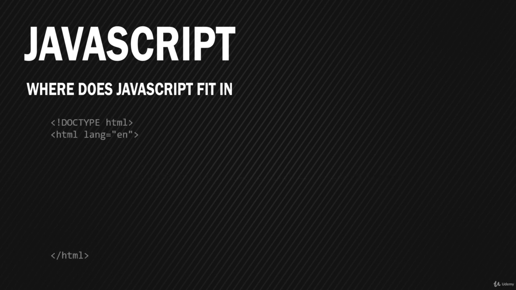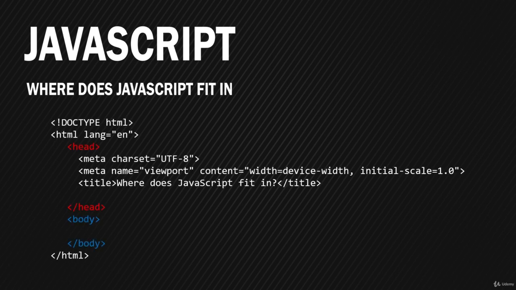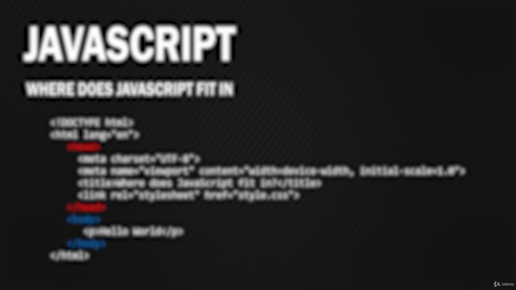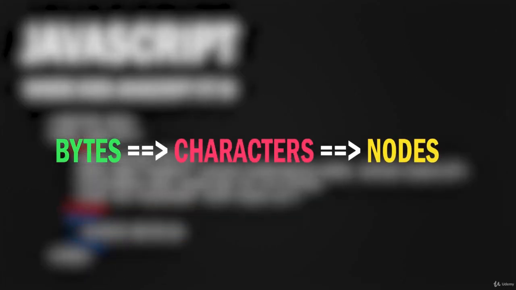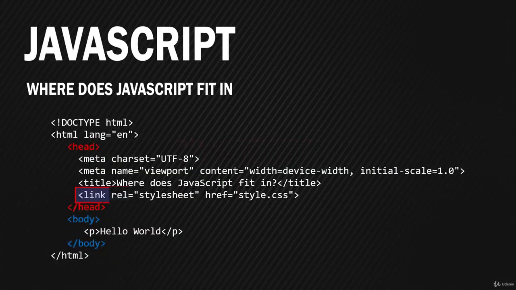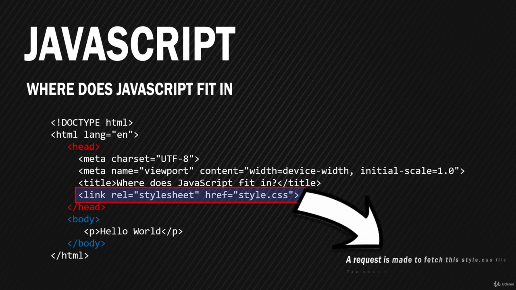Let's create a very simple HTML page. We've got a head section and we've got a body section. That's it. And the body section just contains hello world. So a very simple page, nothing too fancy. We know that the bytes have to be converted to characters, to tokens, to nodes, and the DOM is constructed. We also know when the browser hits this link tag and it references that style.css file, a request is made to fetch the style.css. And the CSSOM process can begin.